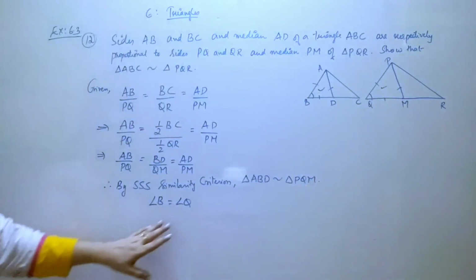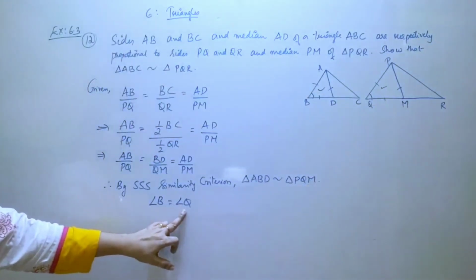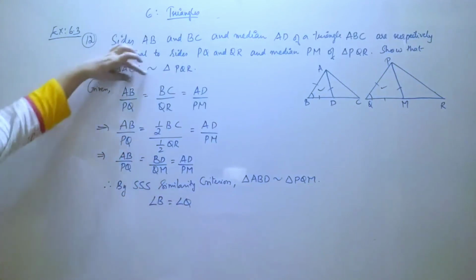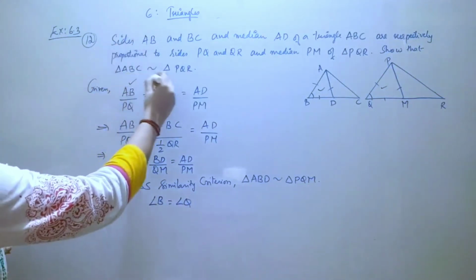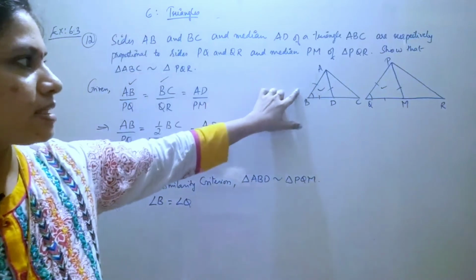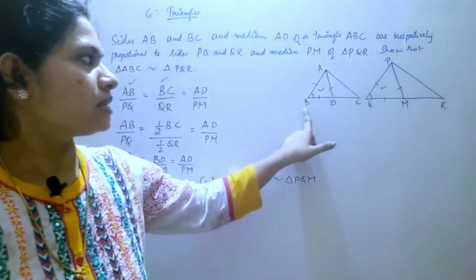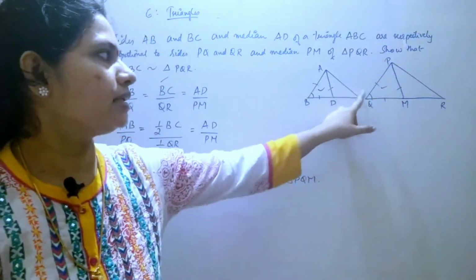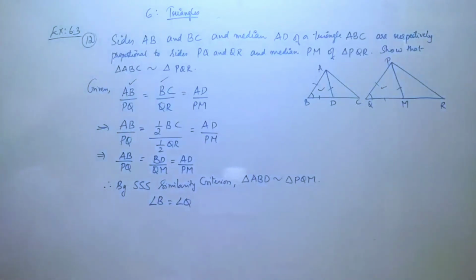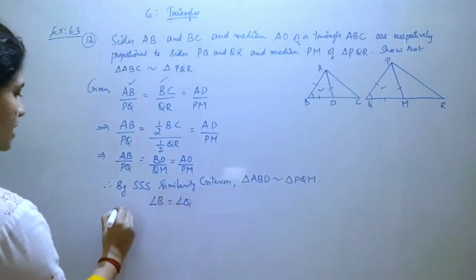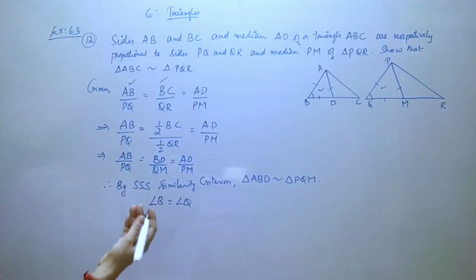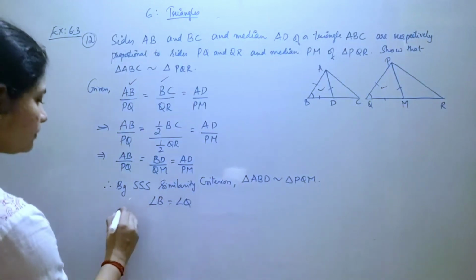Okay, now why we need this angle B equal to angle Q? Because already we have these two sides. If we are taking these two sides, we will get this side by this is equal to this by this, so that the included angle will be angle B and angle Q. Okay, so we are just considering the other triangle. Which triangle we are considering?